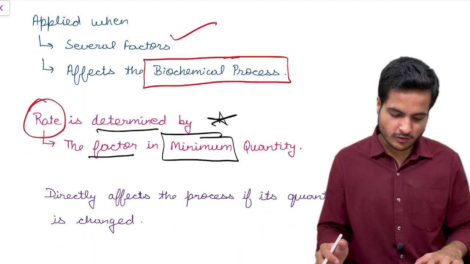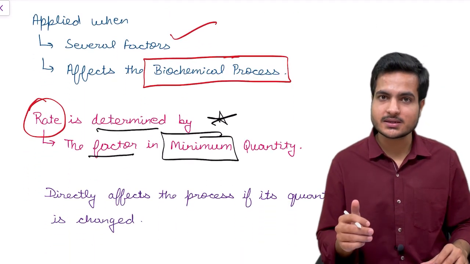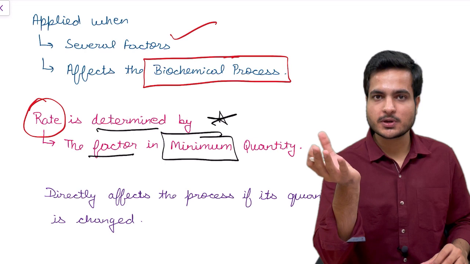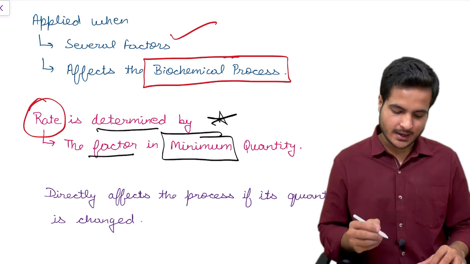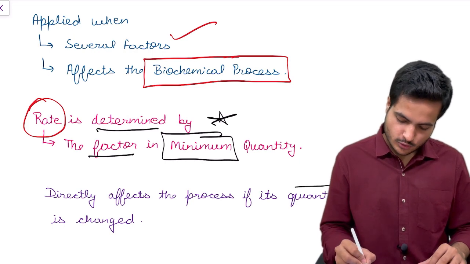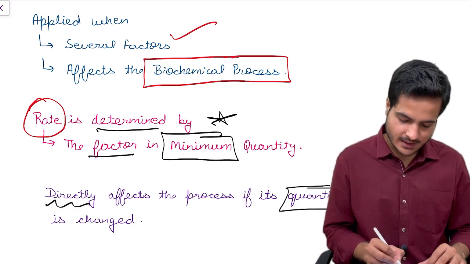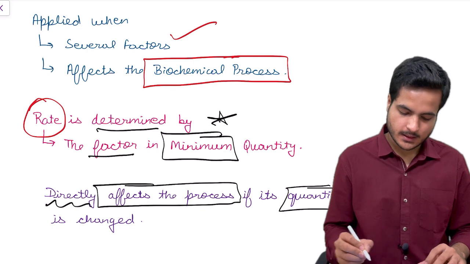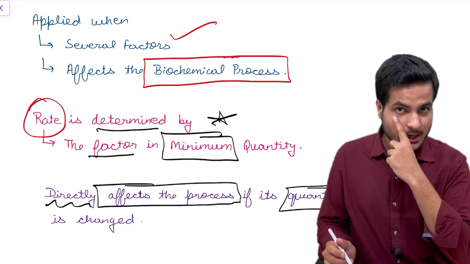But the rate of bicycle manufacturing can be increased if the number of seats produced per day is increased. And that is what Blackman said: if that factor quantity is changed, it will directly affect the process. Let me revise it for you.